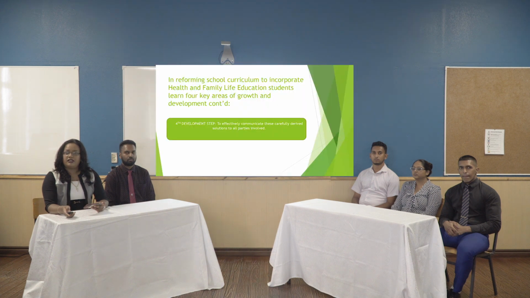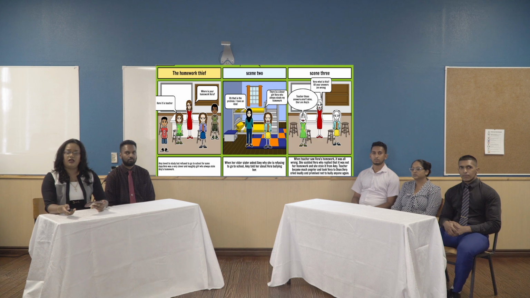The 4th development step would be to effectively communicate these carefully derived solutions to all parties involved. So for example, in the previous slide where we talked about extortion of lunch money, or in this slide where we see Amy, who is a bright student, always having the correct homework, and Vera is a bully who copies her homework, and the teacher gives Vera the credit because she doesn't know she's copying from Amy.